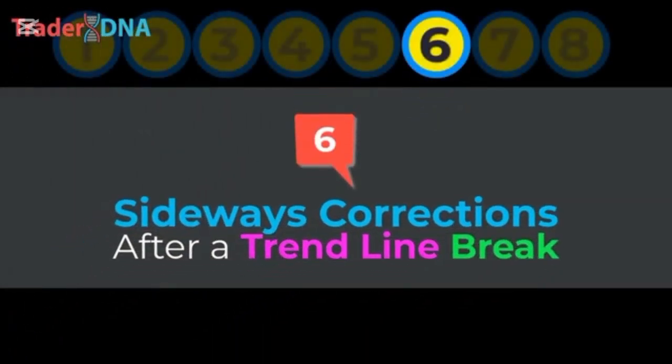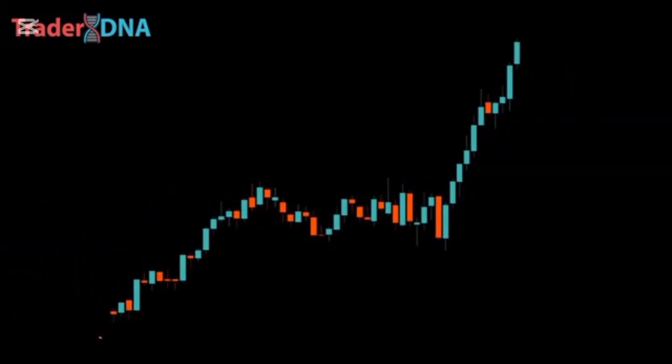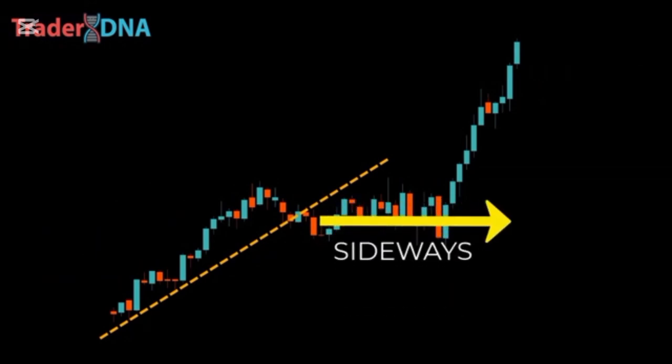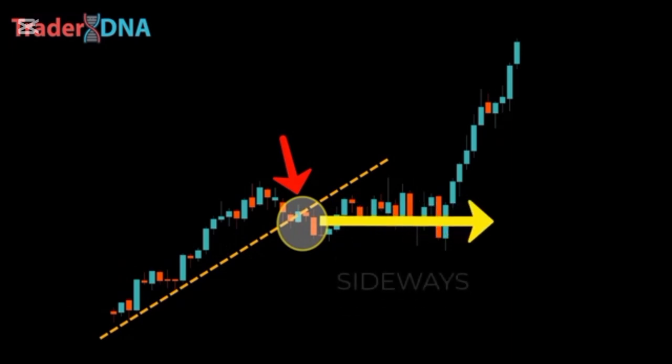Sideways corrections after a trendline break. What's really happening? Alright, let's break this down. You see a trendline breakout, but wait, there's no strong follow through? Instead of price shooting off in one direction, it moves sideways. What does this mean? Let's dive in. When price action stalls after a breakout, it's often because neither bulls nor bears are fully in control. Instead of forming a clear trend, the market oscillates within a horizontal range, creating a sideways movement.